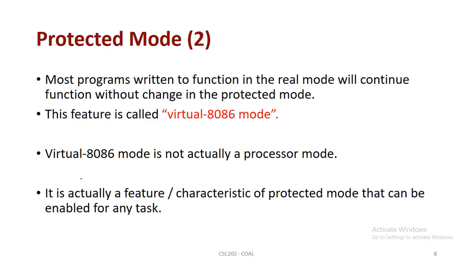So in protected mode, Intel gave an option, a feature which is still available in IA32, and that is virtual 8086 mode. With this mode, actually this is not a mode, this is a feature of a processor. With this, you can actually execute legacy 8086 applications that were supposed to be run in 16-bit real mode. So this is again supported for backward compatibility.